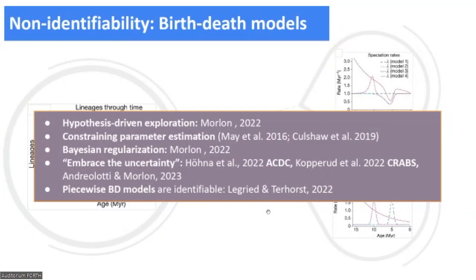It is also important to say that in 2022, some authors demonstrated that piecewise birth-death models, which are a type of discrete time-dependent birth-death models, are identifiable as long as you have a big enough phylogenetic tree and some knowledge of the present-day population.